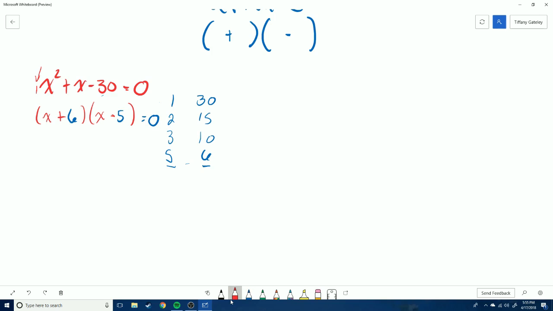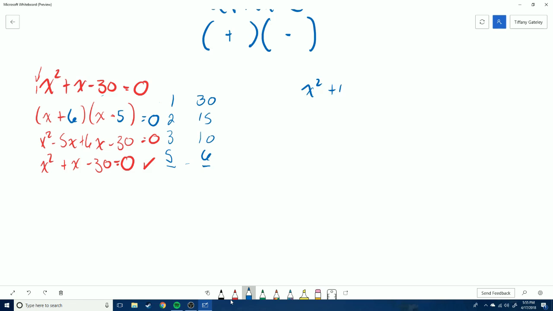And then, of course, we can always check our work by using FOIL. And so let's do that. So that's x squared, x times negative 5 is minus 5x, 6 times x is plus 6x, and then 6 times 5 is minus 30 equals 0, x squared, and then minus 5x plus 6x is plus x, minus 30 equals 0. And that matches. Ta-da!